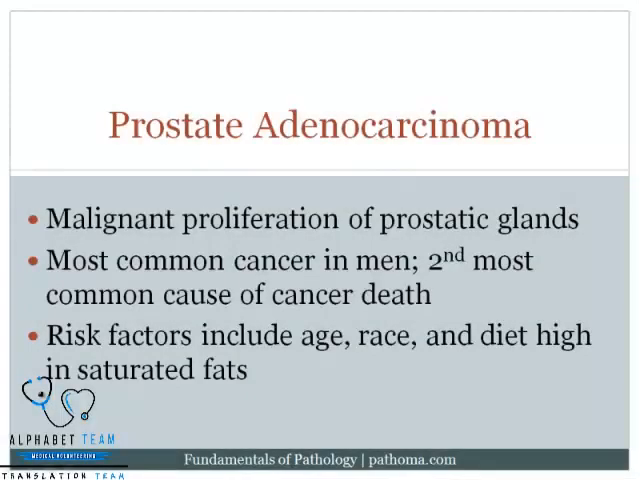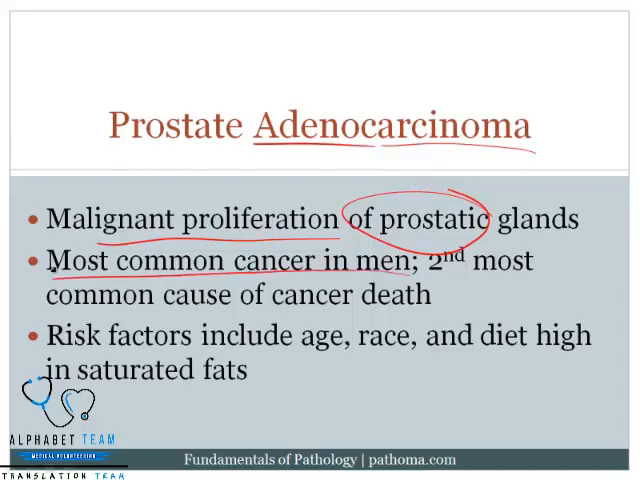Prostatic adenocarcinoma is the last topic that we're going to discuss. Again, adeno means gland, and carcinoma means malignant. So this is a malignant proliferation of glands, of course, involving the prostate. Prostatic adenocarcinoma is the most common cancer in men, and it's the second most common cause of cancer death.